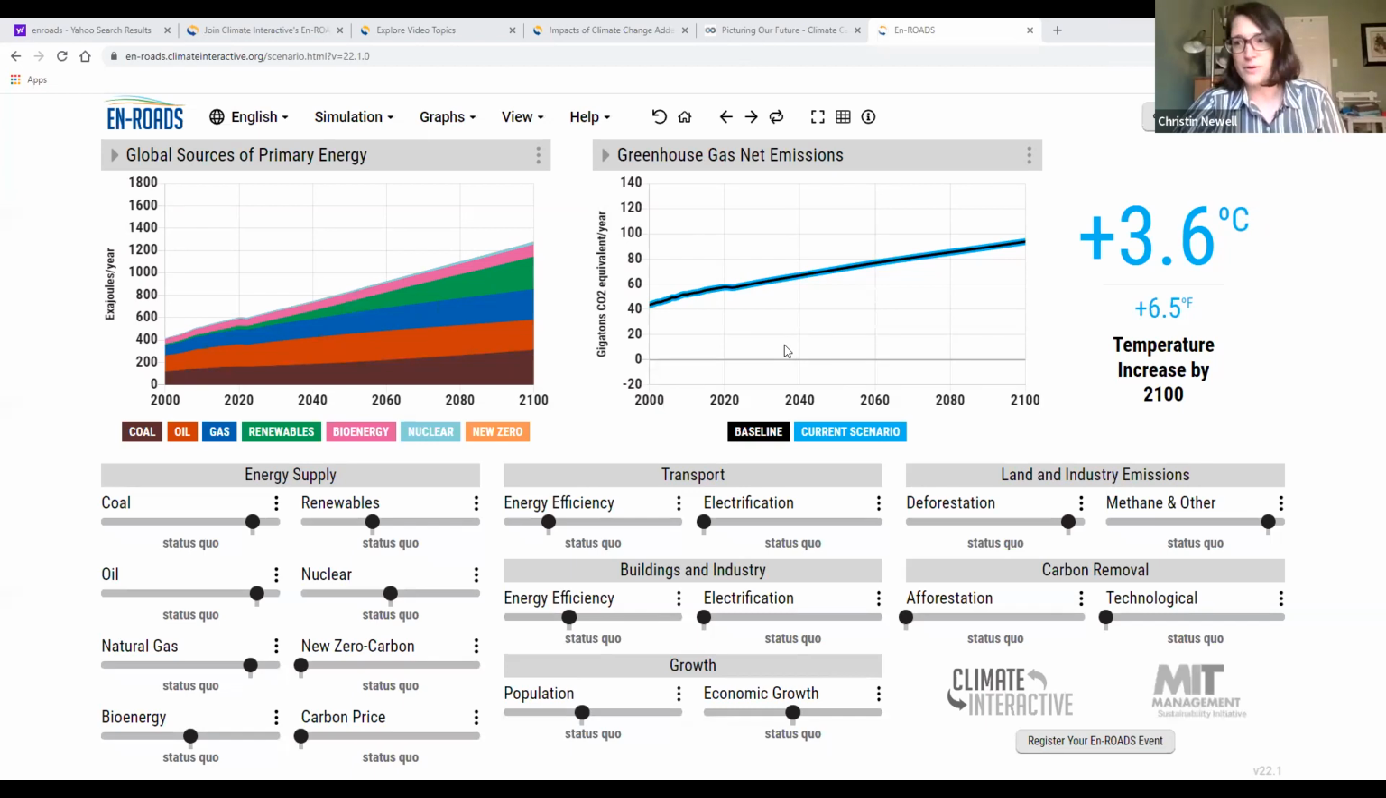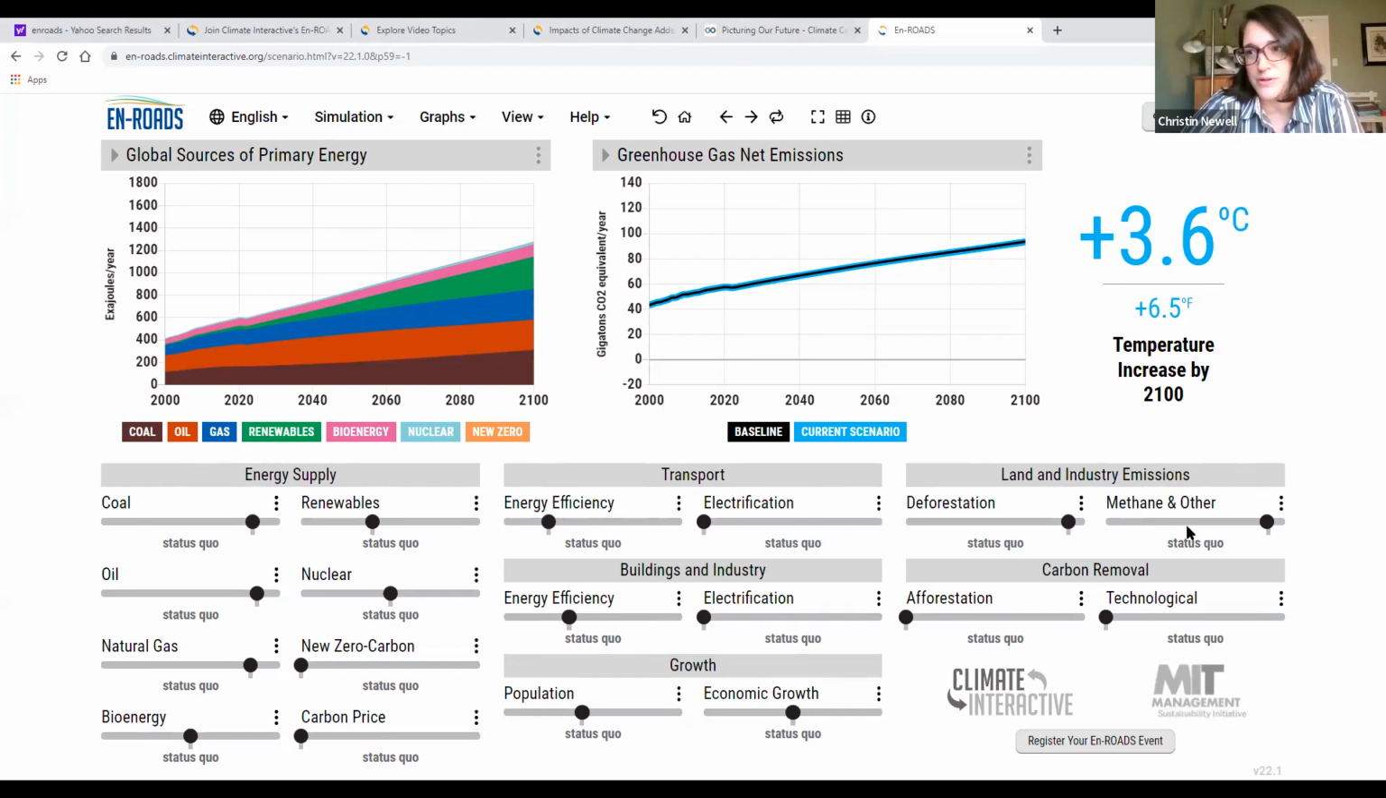InRoads. Okay, so now we're looking at the simulator. First, for those who haven't seen it before, this allows us to look at energy supply, transport, buildings, industry, land use emissions, and then we can change these bars to say, okay, if we did better on methane, what would be the effect on global temperature?